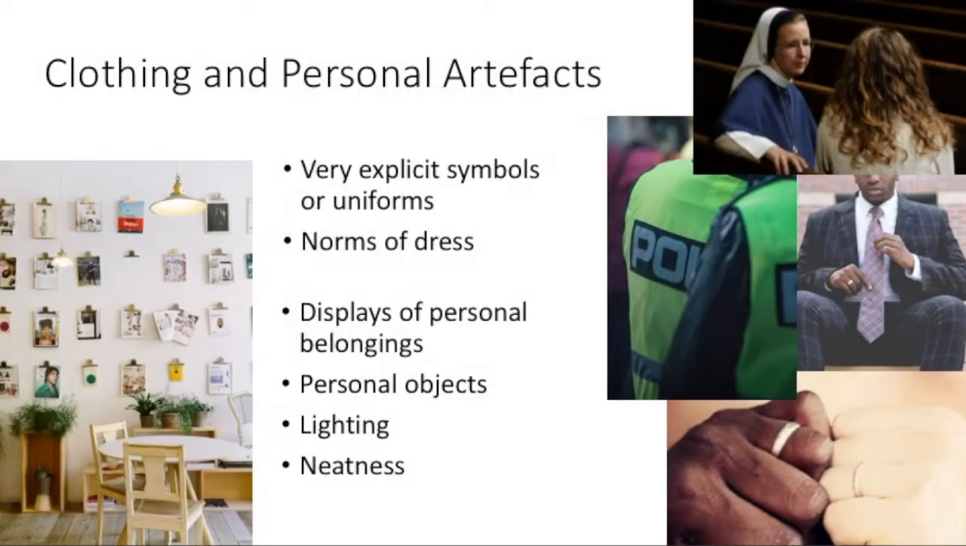Moving on to perhaps less obvious forms of nonverbal communication, we can talk about clothing and personal artifacts. Now, in terms of clothing, this includes things like very explicit symbols or uniforms, as well as general norms of dress, and how these different norms of dress communicate particular messages. We can also talk about personal belongings, and this includes things like the way in which we display personal belongings, for example, in our homes. It also includes things like personal objects and our use of lighting, and even things like how neat we keep our personal spaces.